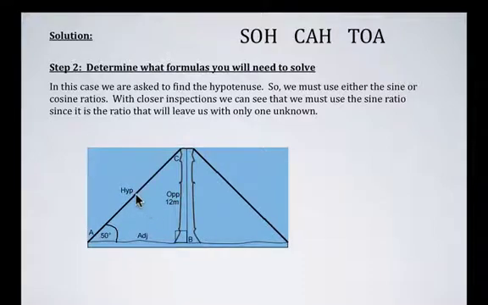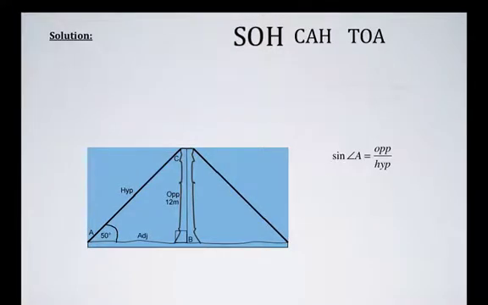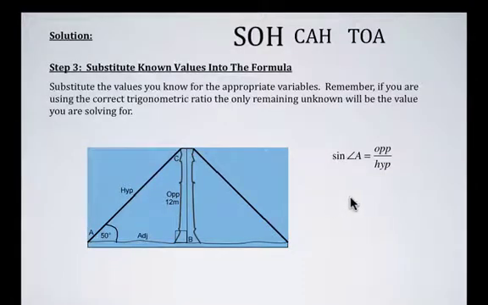And so since we're looking for the hypotenuse, now we have two choices here. There's two trig ratios that deal with hypotenuse. It's sine and cosine. But since we're given the opposite side, we know that we need to use sine, because sine of angle A, and remember the 50-degree angle is angle A, sine of angle A is equal to opposite over hypotenuse. Now what we do next is we're going to sub in our known values.